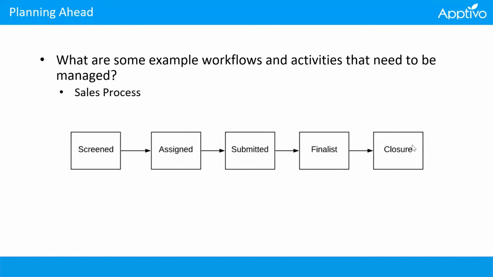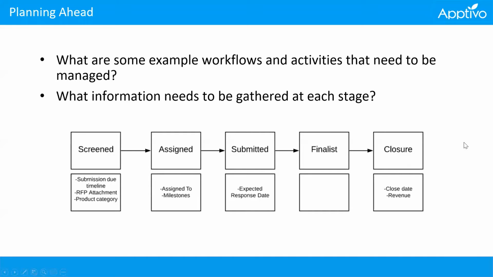After you detail these workflows, the next question you want to ask is what information needs to be gathered at each stage. So when you screen that initial request for proposal, you want to know what the submission timeline is. When is it due? Usually there's a document associated, so you want to have that easily accessible. And then as you move through the stages, there's some additional details that need to be tracked. So just list those things briefly.